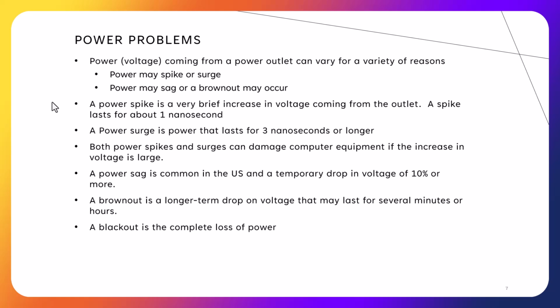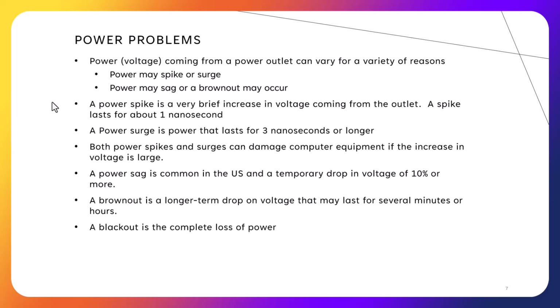When we have power problems, there are 4 conditions that we're actually talking about: a power spike, a power surge, a power sag, or a brownout. A power spike is a very brief increase in voltage from the electrical outlet that can last for about a nanosecond or so. It's a very, very short period of time. A power surge, again, is an increase in voltage that lasts for 3 nanoseconds or longer. So it can be very brief, 3 nanoseconds, or it can go substantially longer than that.